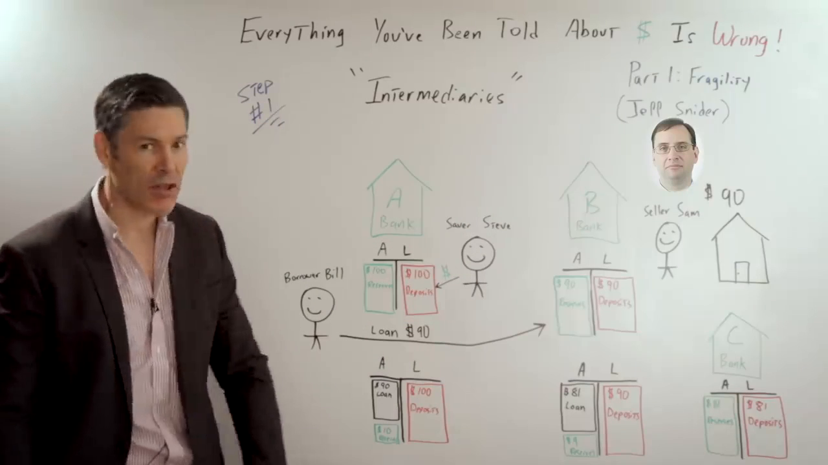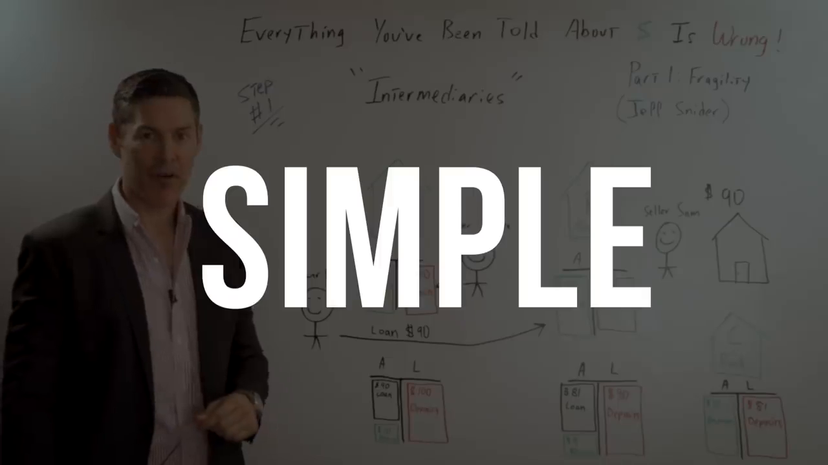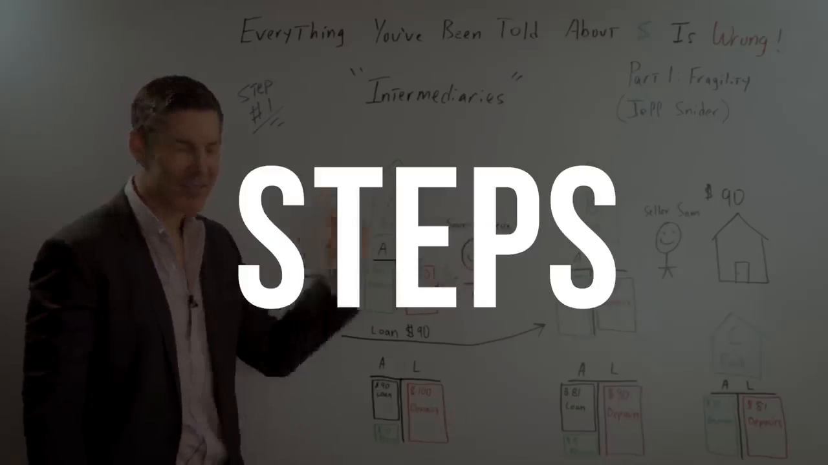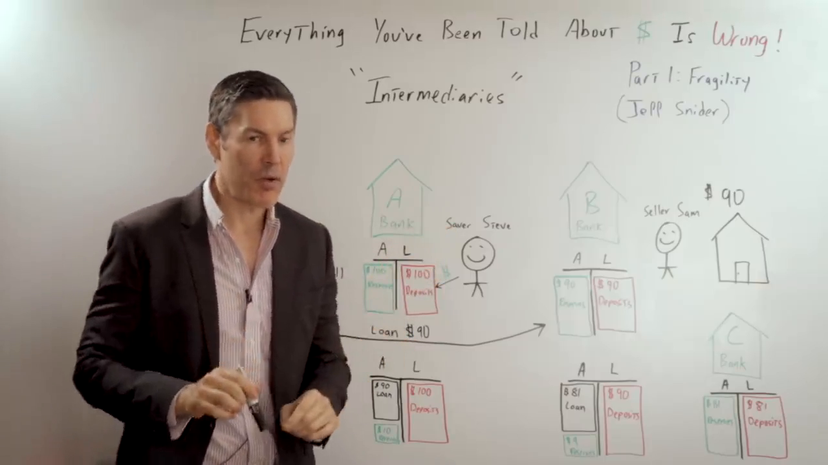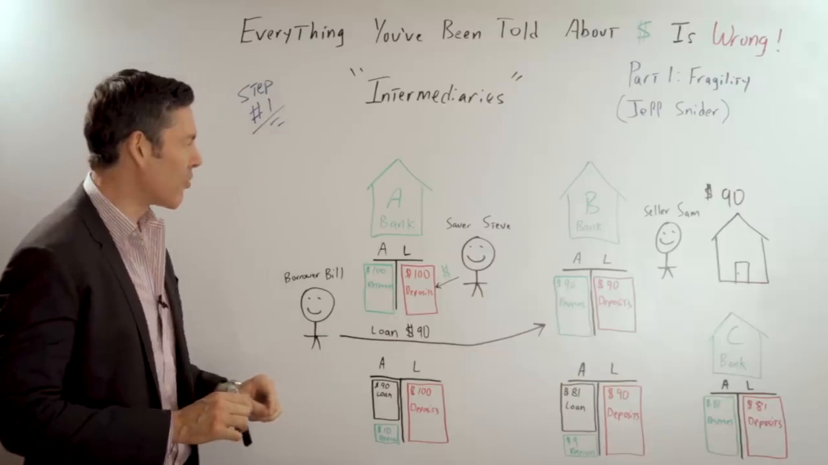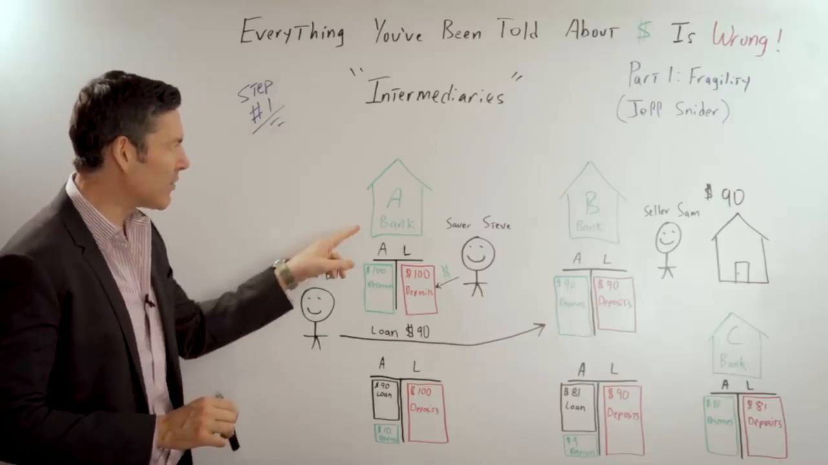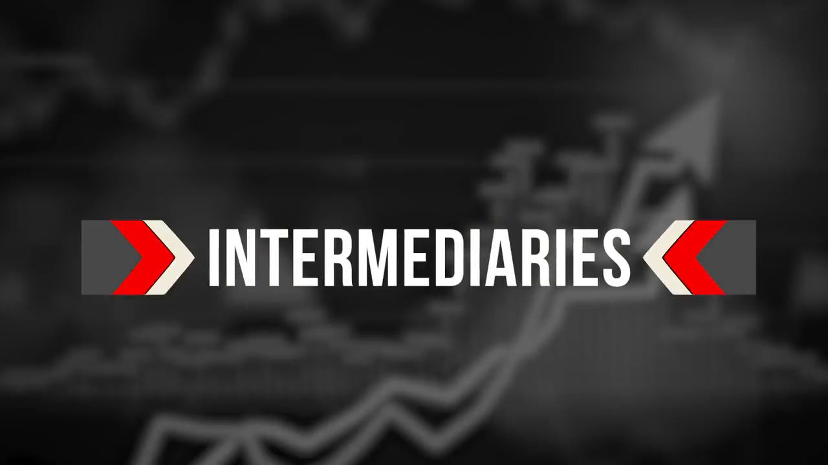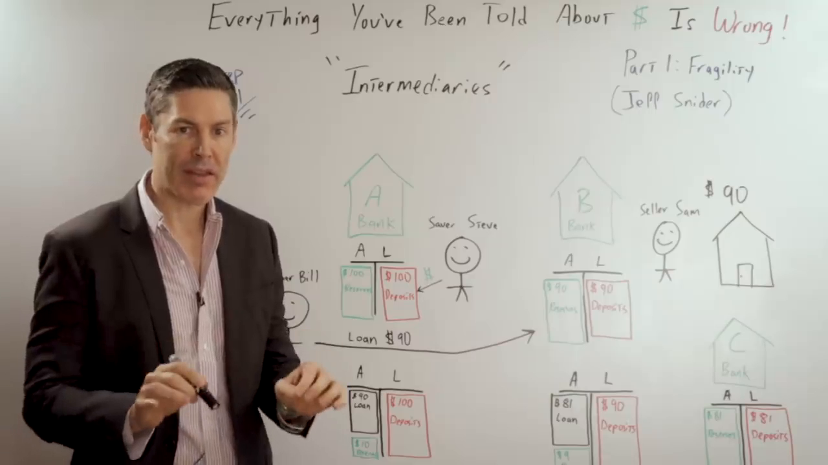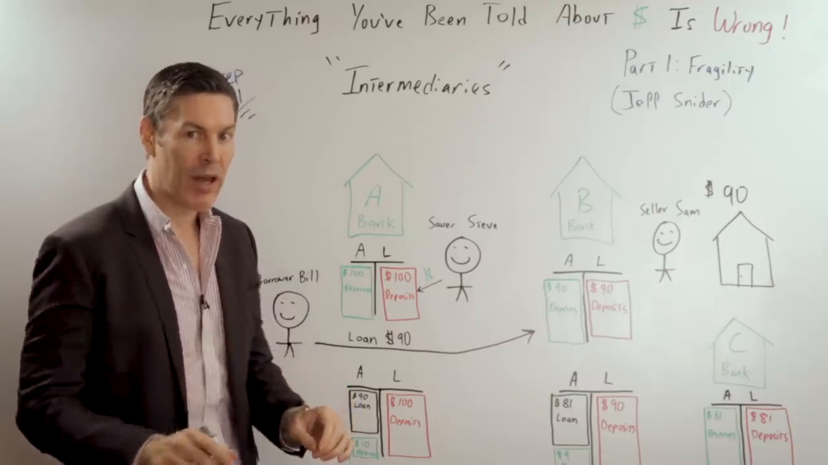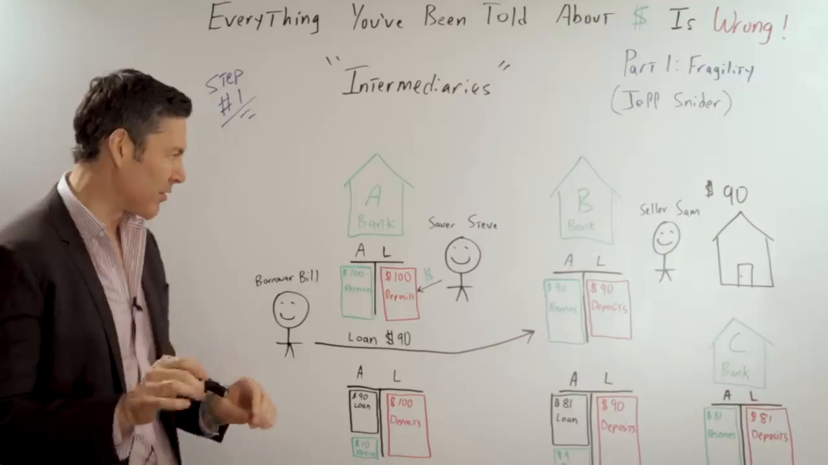Snider. I'm going to explain this to you in 3 simple, fast steps. Step number 1, we're going to go over how most people view the banking system and money creation. They see banks as intermediaries of a fractional reserve system. Most people get this, but let's review it really quick before we go into the mind-blowing stuff.